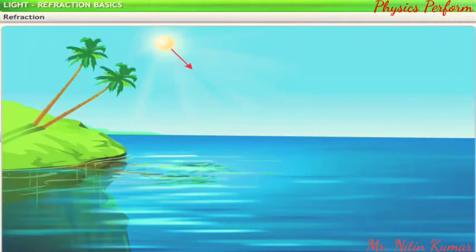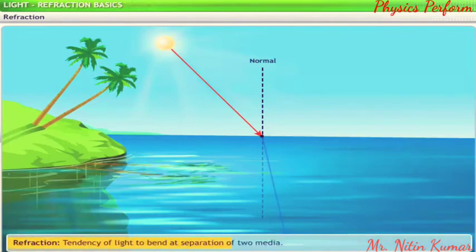When a ray of light propagates from one medium to another, for example, from air to water, its velocity changes, and hence, it deviates from its path. This tendency of light to deviate or bend at the point of separation of two media is called refraction.